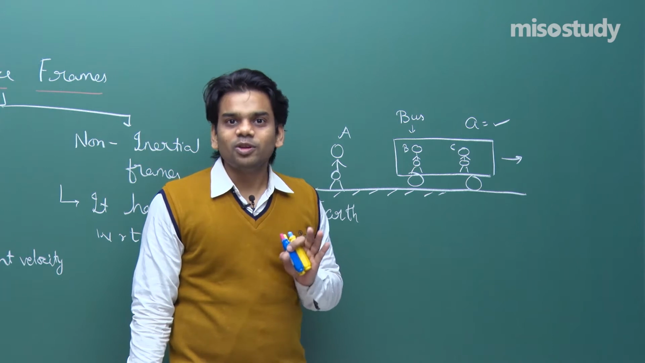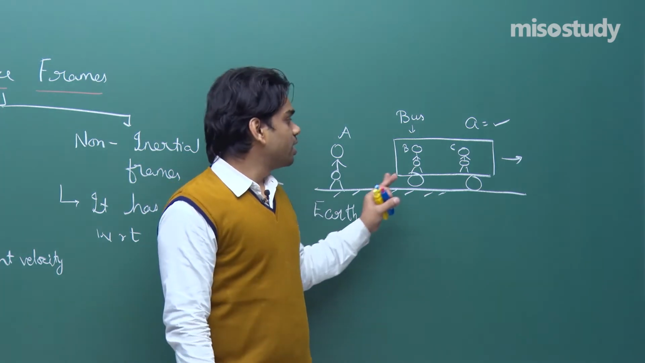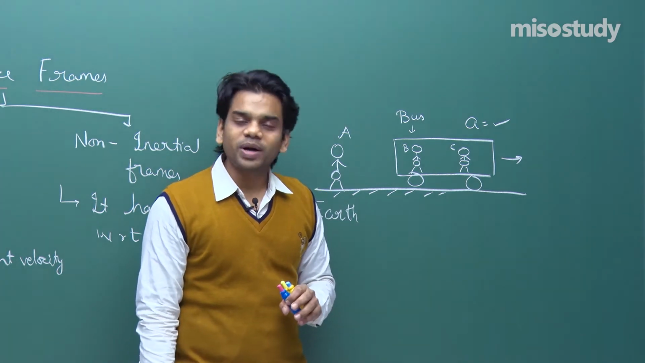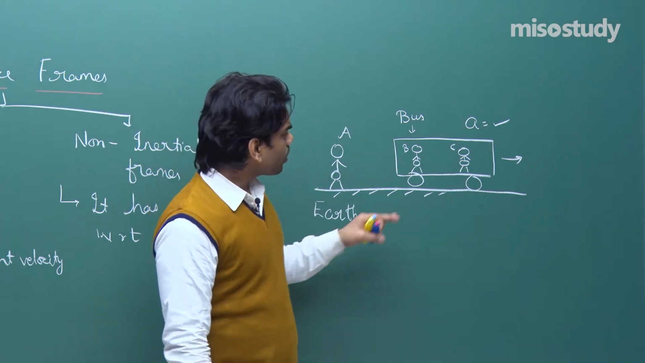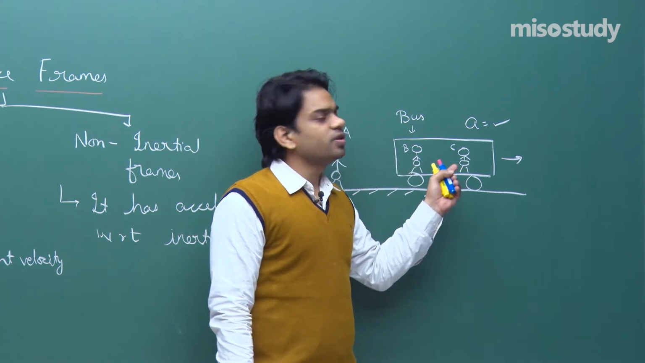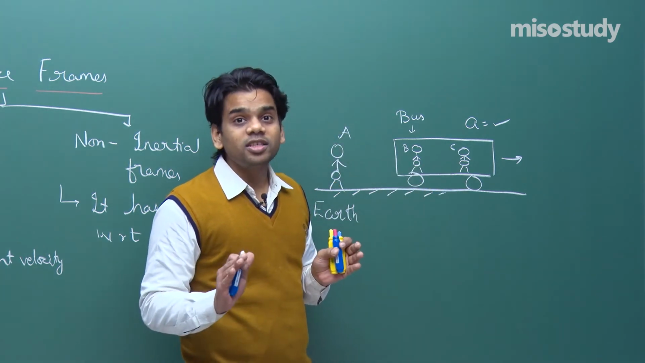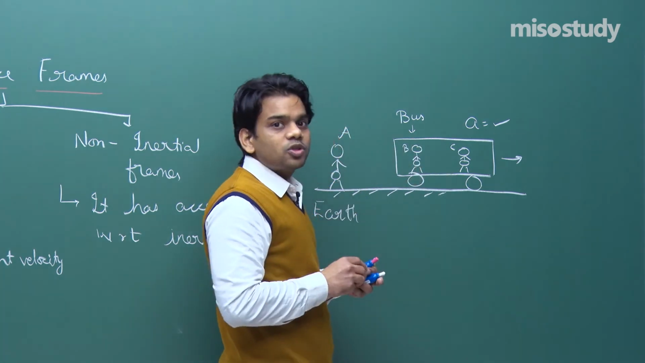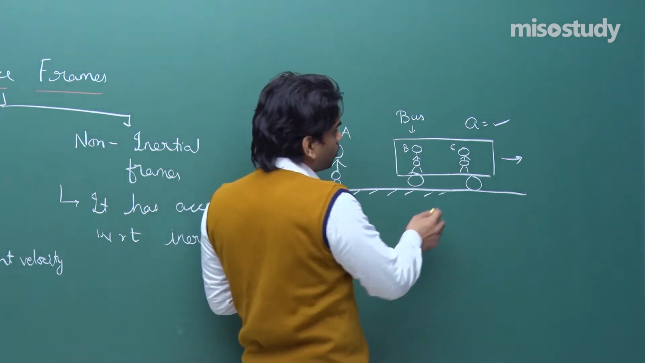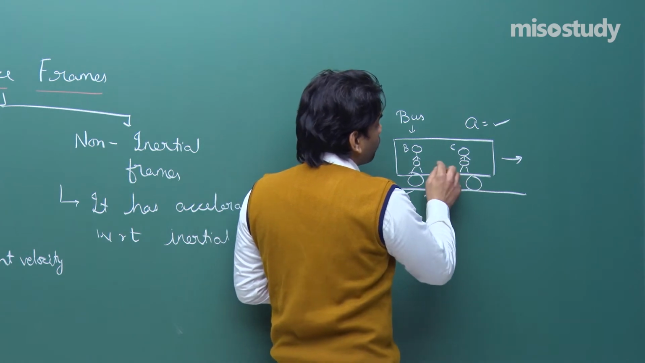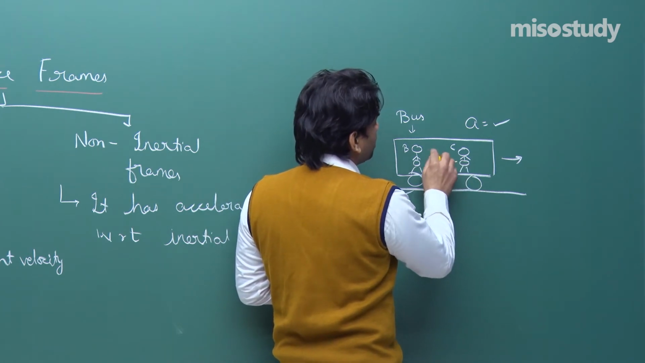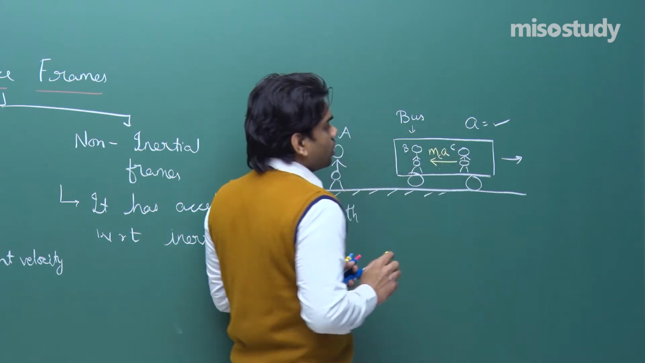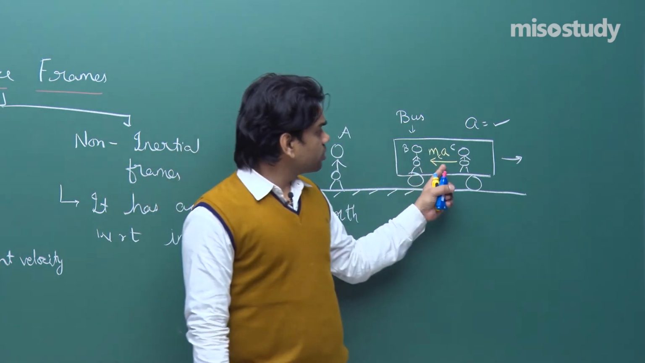No force should act on C because he is observing C at rest with respect to him. But originally, as observed from the earth, we know that a force is acting on C, and that is mass of C into acceleration of the bus. But if B observes C, he will say that the net force on C should be 0. To apply Newton's law and make the net force on this 0, we are going to apply a force on C as mass of C into acceleration of the bus, m a.